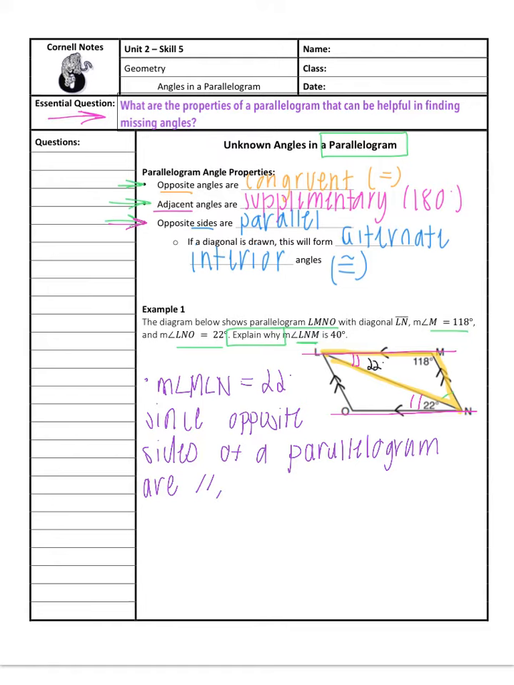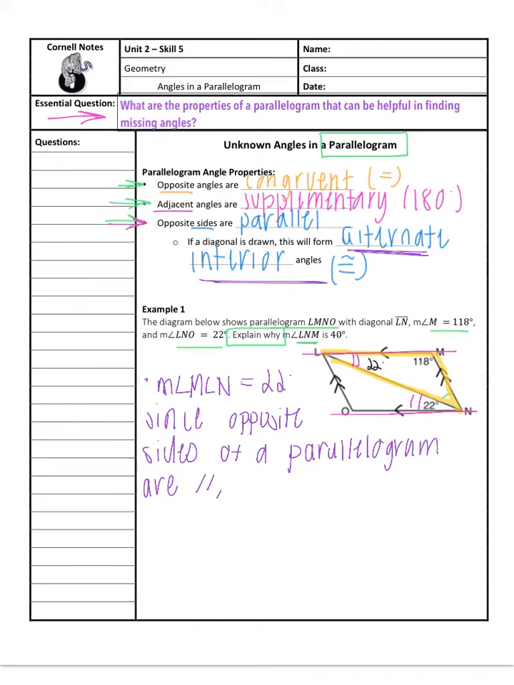But that wasn't the only reason we knew it was 22 degrees. That was the first step in getting us there. So since opposite sides of a parallelogram are parallel, that allowed us to say this statement up here. Alternate interior angles are congruent. So we have to finish our sentence with that.